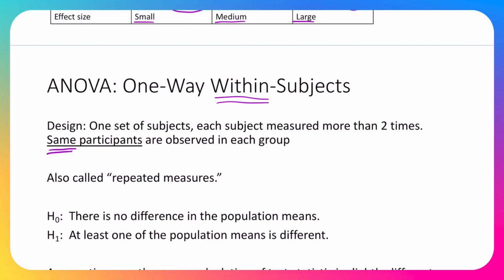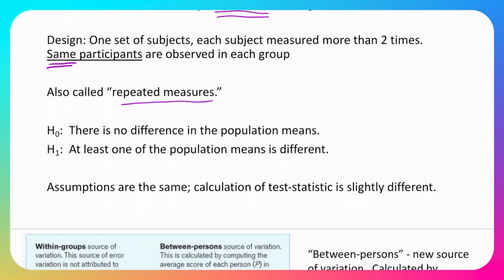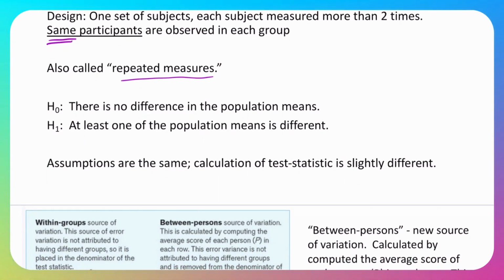Okay, so it's also called a repeated measures design because you're repeatedly measuring the same people. As before, the null hypothesis is there's no difference in the population means, and the alternative is at least one of the means is different. And the assumptions are the same as before, but the calculation of the test statistic is slightly different.